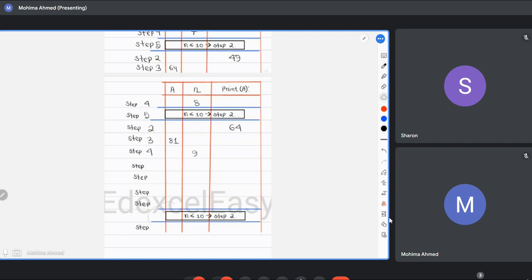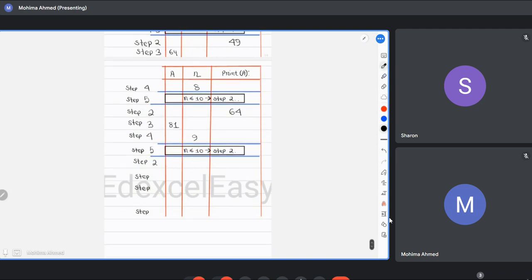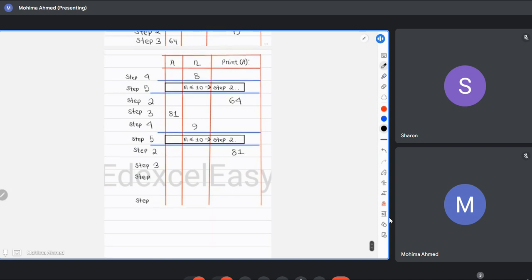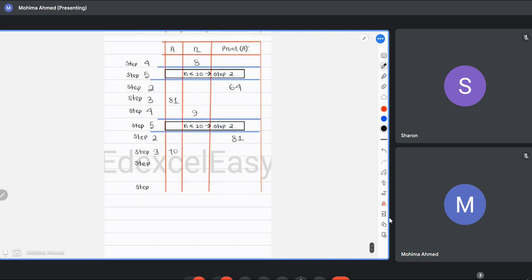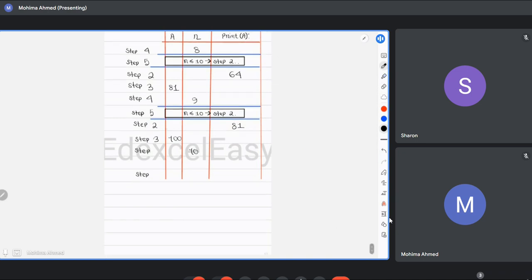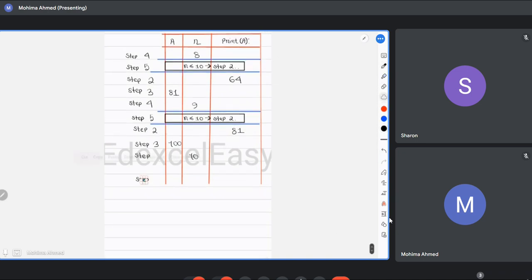And this is still less than equals to 10. This is step 5. And then again, go back to step 2. That will print out 81. Then step 3, new value for A, 81 plus 2, 9 plus 1, that gives you 100. And now you get what? 9 plus 1 is 10. And this is now equals to 10, right?